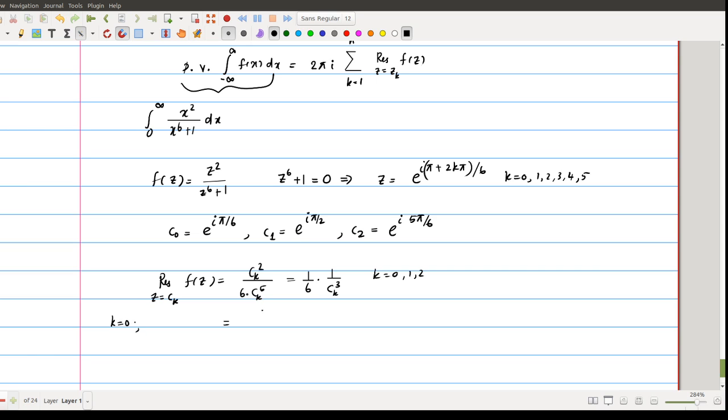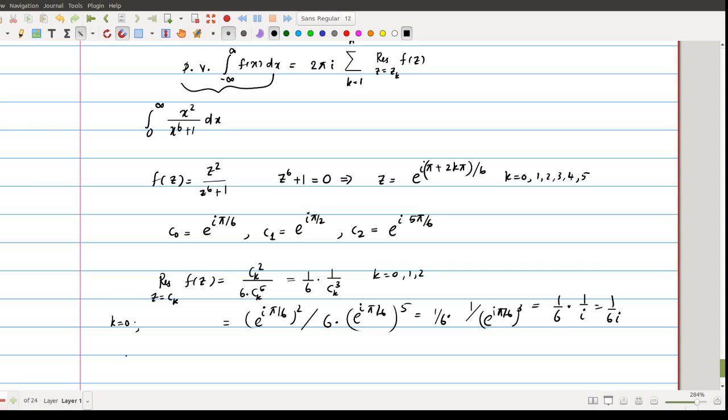So for k equal to 0, we will get this value equal to e raised to i pi by 6 squared, that is this square divided by 6 times e raised to i pi by 6 raised to 5. So this is in fact 1 by 6 times 1 by e raised to i pi by 6 whole cube. When you find the cube of this, you will get e raised to i pi by 2 in the denominator, so that will be i. So this is 1 by 6 times i.